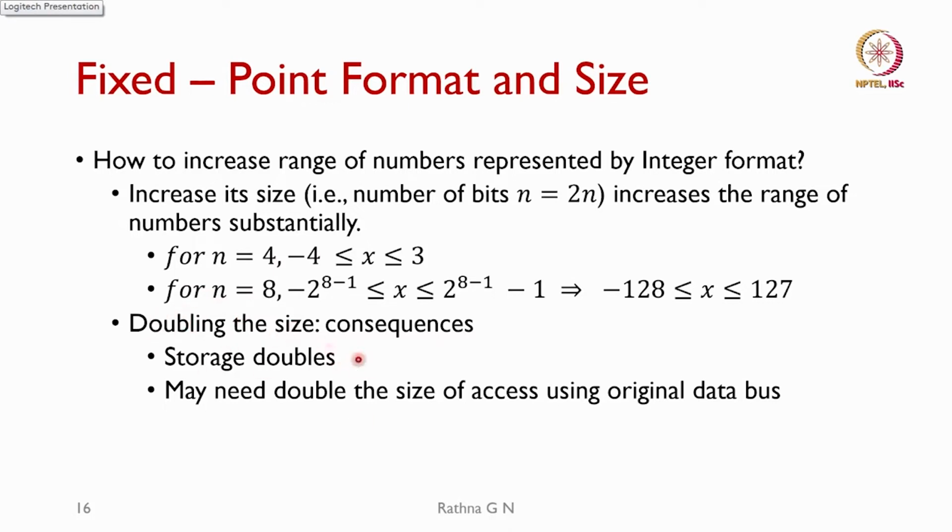So, the storage is going to double. So, my hardware has to increase. What we are discussing is real time signal processing, so real time capabilities is going to come down. Whether we can do that or not, we will see when we take up some examples. And then we may need double the size of access using the original data bus. When we take up the architecture, we will see that by increasing this, how my bus width is going to increase, and how it can increase the hardware as well as slow it down.